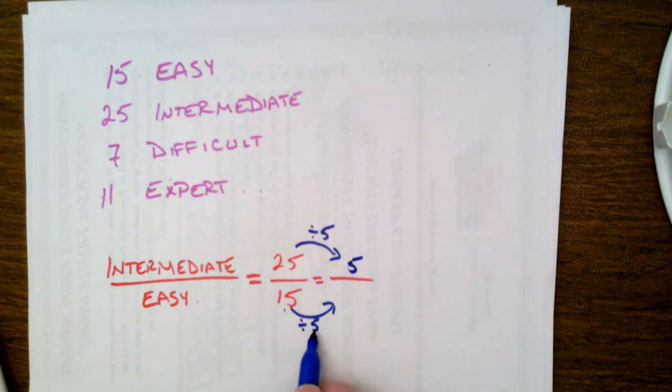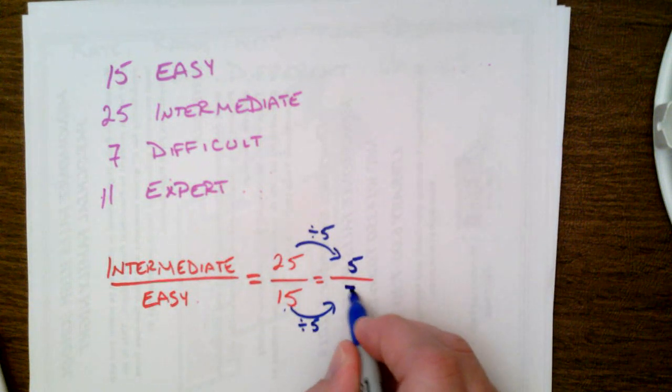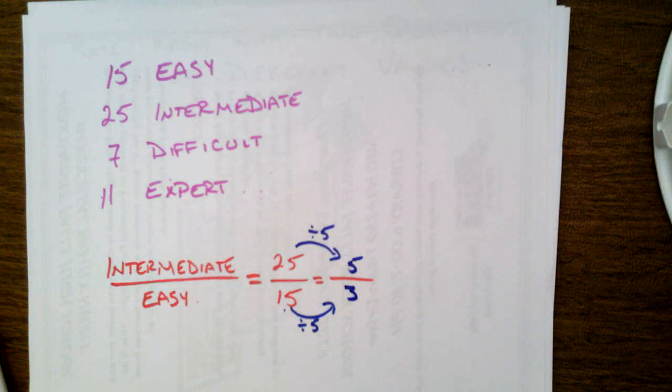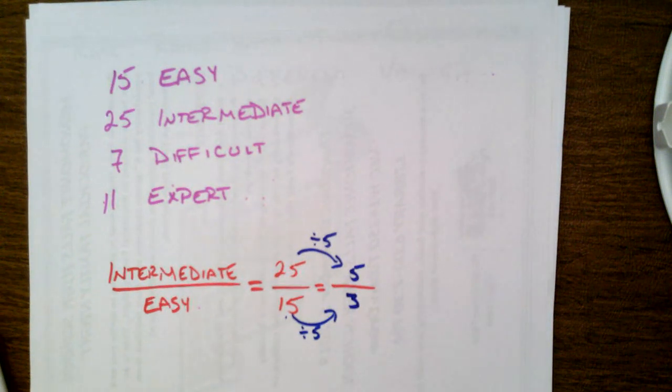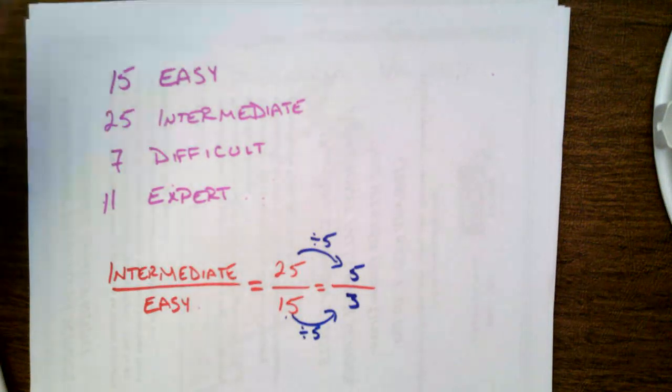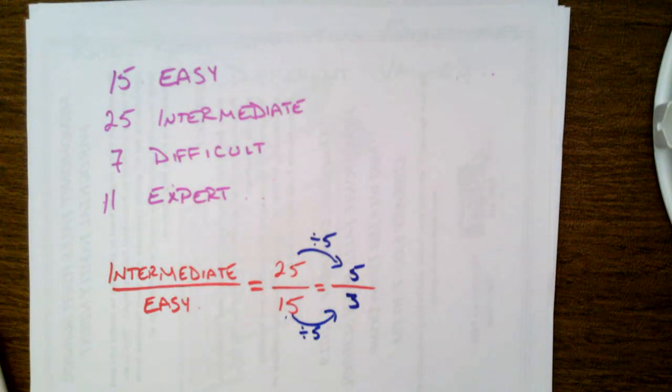And when I do 15 divided by 5, I get 3. So 25 to 15 is the same thing as 5 to 3. You can pause that and try that on your calculator. I will not do that this time around, but if you don't believe me, go ahead and do that. Go ahead and pause and just try.